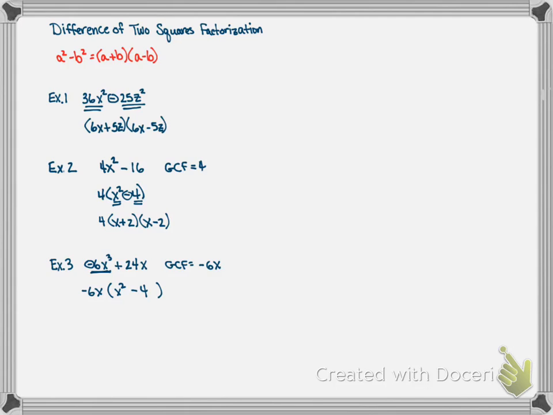Again, let's look at what's in parentheses. We have a perfect square, minus in between. Write down your original GCF. Write down two sets of parentheses. Take the square root of the first term, so x. Take the square root of the second term, which is 2. Fill in the parentheses. One gets a plus, one gets a minus. Okay, so example 3 is negative 6x times x plus 2 times x minus 2.